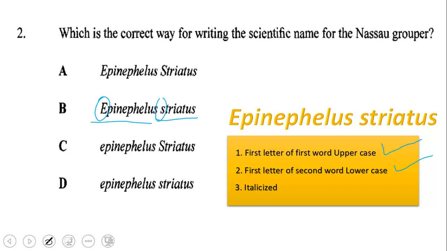And is B italicized? Yes, it is italicized. Therefore, B fulfills all the criteria. So therefore, B, this answer is correct. And that is indeed the correct way for writing the scientific name for the Nassau grouper.